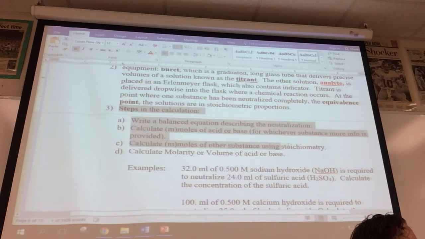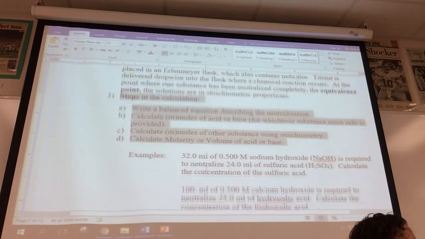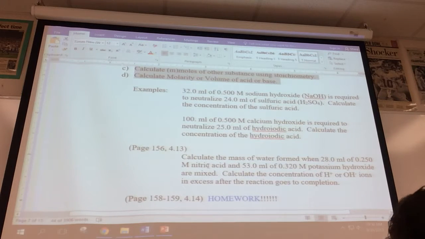Just as a refresher, in order to do a titration problem, you're going to write your balanced equation. You'll calculate millimoles of the substance you know both the concentration and volume of. Stoichiometrically, you'll get millimoles or moles of the other, and then you can calculate either the molarity or the volume.